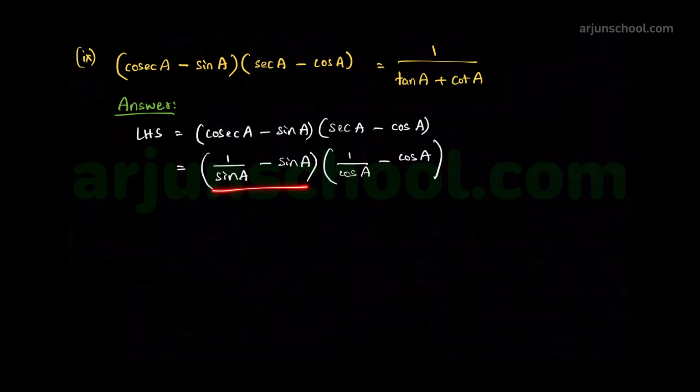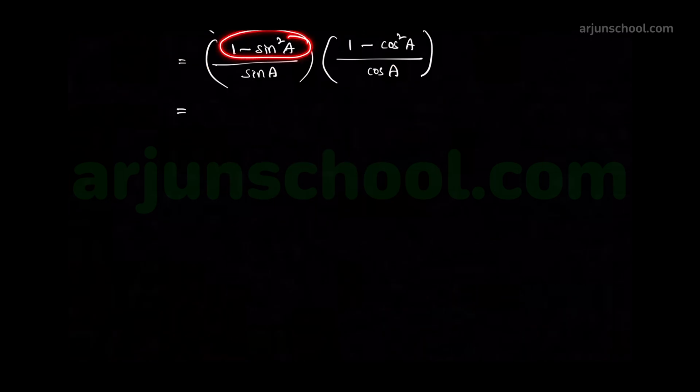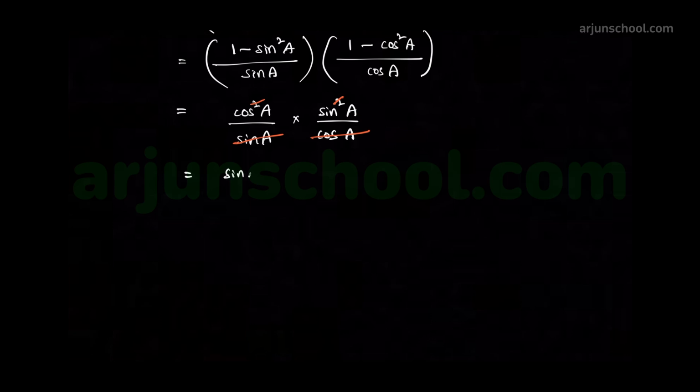Take the LCM. For the first two terms, sin A is the LCM, 1 minus sin A times sin A, that is sin² A of. For the last two terms, take cos A as the LCM. In the denominator we get cos A, in the numerator 1 minus cos A times cos A, cos² A. 1 minus sin² A can be written as cos² A by sin A into 1 minus cos² A can be written as sin² A divided by cos A. We can cancel one sin A from the numerator and denominator and one cos A from numerator and denominator, that is equal to sin A cos A.